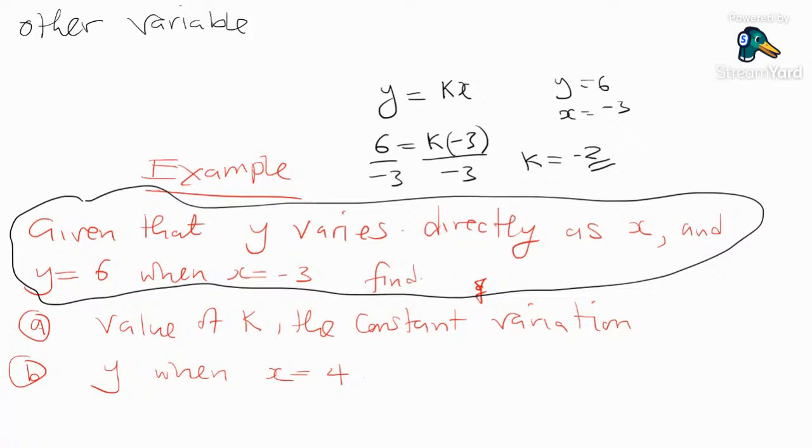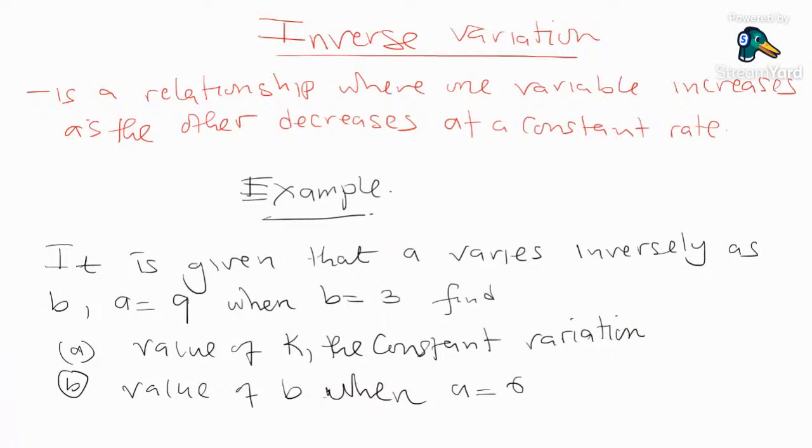Okay. Another type of variation is called inverse variation. Now for inverse variation, let us say you have the variables a and b. If they are varying inversely, it means that when one variable is decreasing, the other one is increasing, and this is happening at a constant rate. So when one variable is increasing, the other one is decreasing at a constant rate.